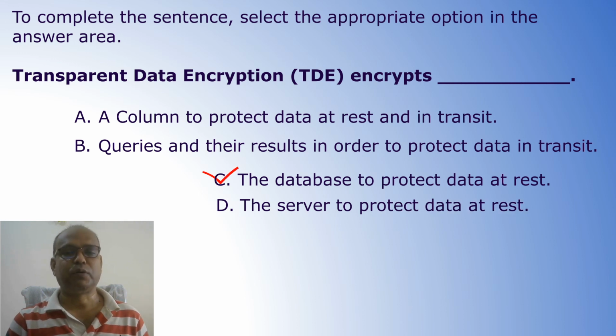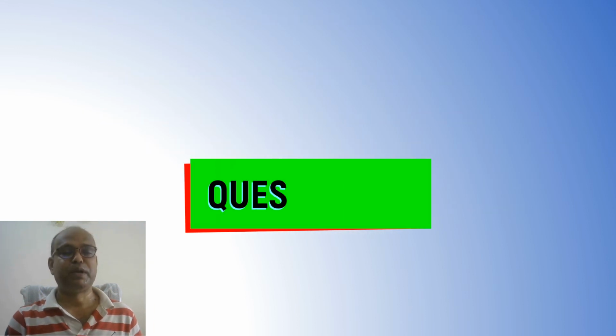Answer. The correct option is C because transparent data encryption (TDE) helps protect Azure SQL Database, Azure SQL Managed Instance, and Azure Synapse Analytics against the threat of malicious offline activity by encrypting data at rest. It performs real-time encryption and decryption of the databases, associated backups, and transaction log files at rest without requiring changes to the application.